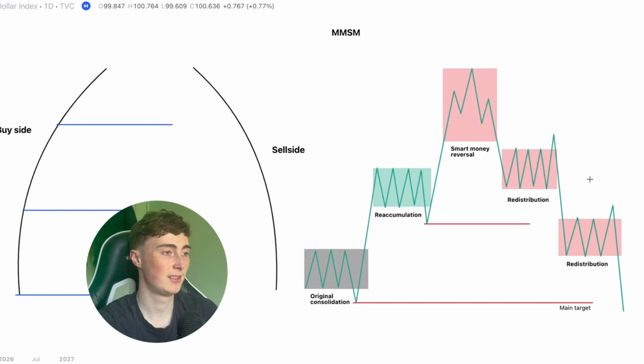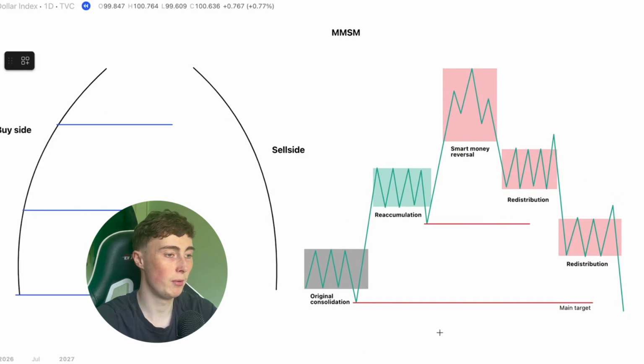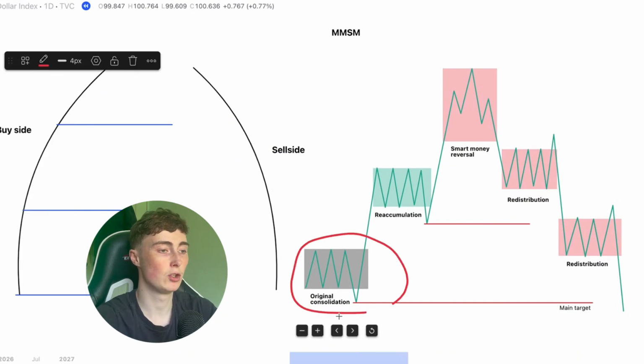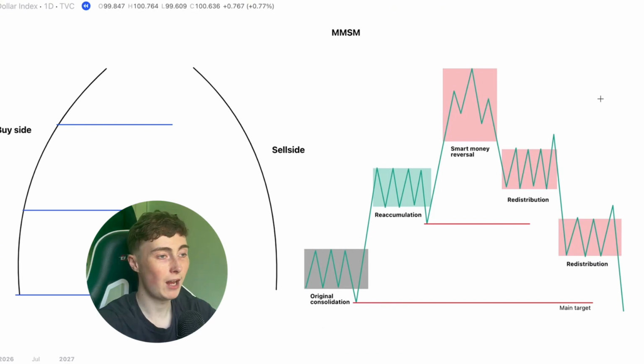Now, it might sound complicated, but essentially all it is a sell side of the curve targeting liquidity on the left, and you have a very high probability target formed in the original consolidation. So that's a market maker sell model and a market maker buy model. Now, you can use this on any time frame, right? You'll see it works on the monthly, the weekly, the daily, the 4 hour, the 1 hour, the 1 minute, right? It works on every time frame because the market's a fractal.